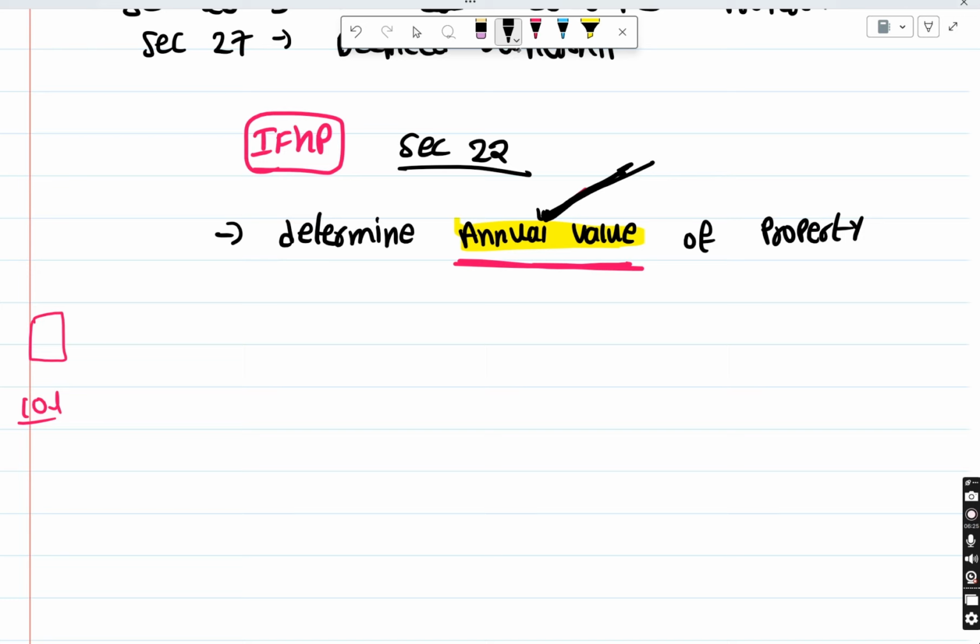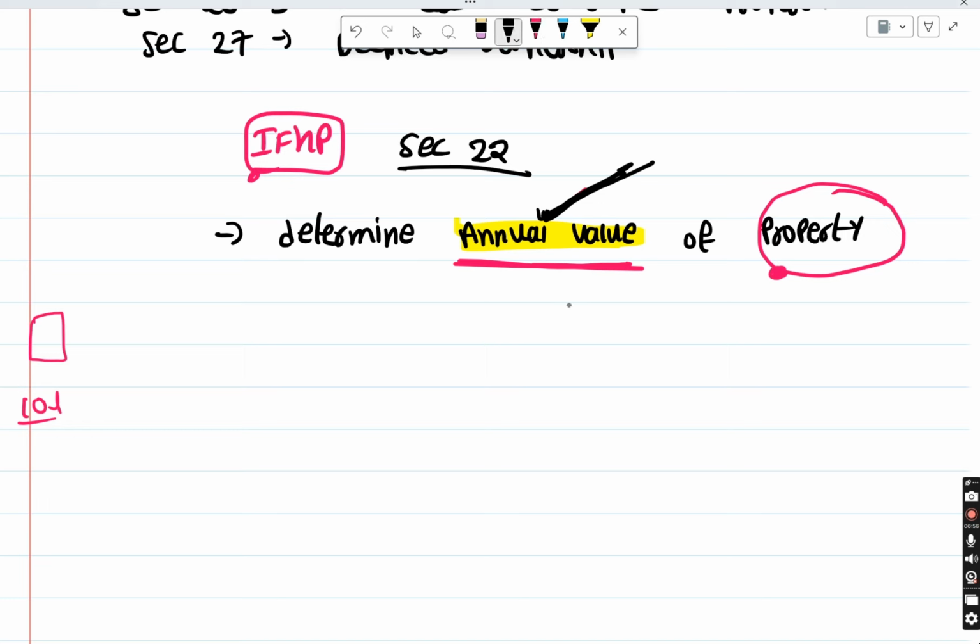That's all. Now what is annual value of the property? How do we find out the annual value? It is discussed in Section 23. Okay, everything is discussed in Section 23. Now before discussing annual value, they mention something called property. In our chapter name itself, Income from House Property. That means if you are getting any income from a house property, if you are getting any money from the property, then you have to pay tax under this head.